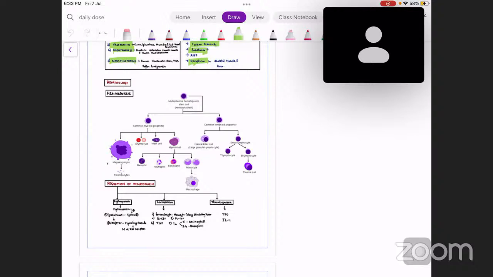Ivabradine is a drug which blocks the funny current. Phase 0 to half of phase 3 is what type of refractory period? Effective. Half of phase 3 to phase 0 is relative. Chronotropy is heart rate, dromotropy is cardiac conduction velocity, bathmotropy is cardiac excitability, inotropy is myocardial contractility, and lusitropy is cardiac relaxation.